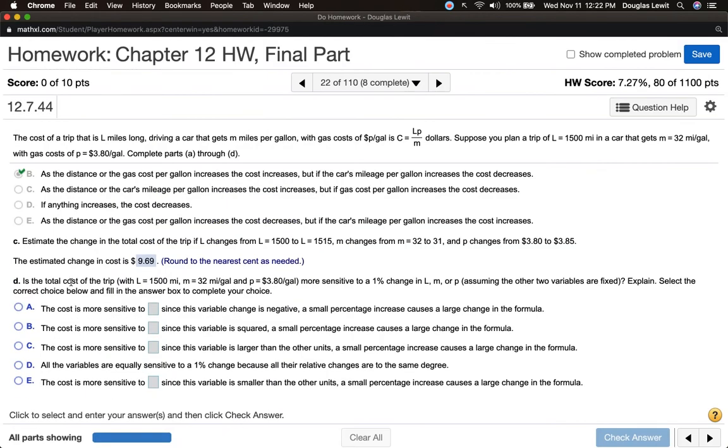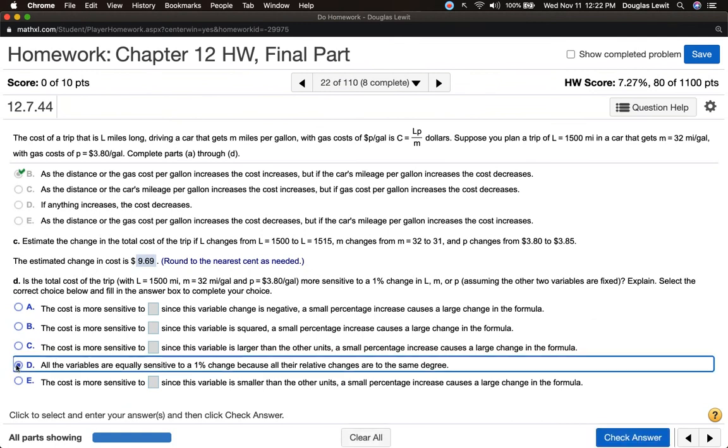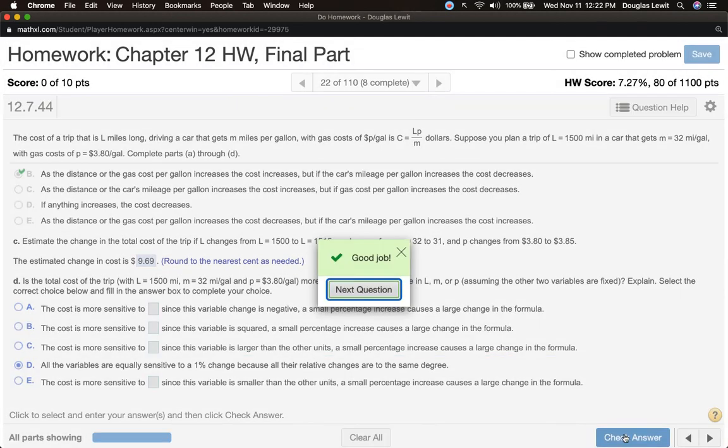So the answer, let me see here. It should be D. All the variables are equally sensitive to a 1% change because all of their relative changes, so we're going to disregard the signs, positive or negative, all of their relative changes are to the same degree, which is correct. Okay, that is correct.